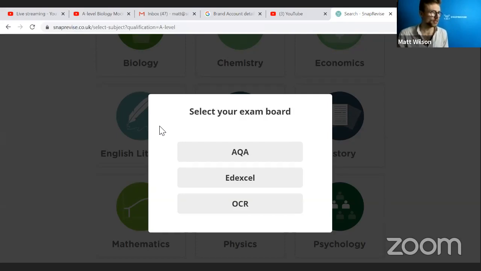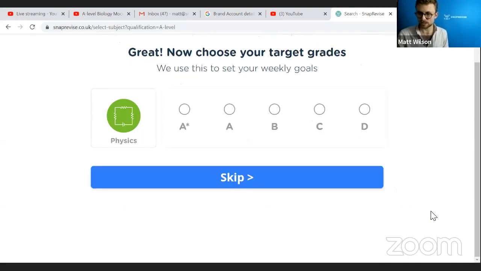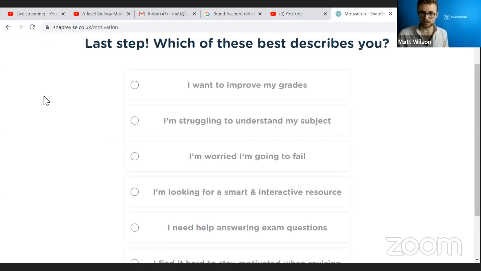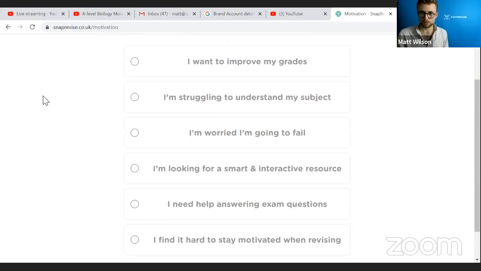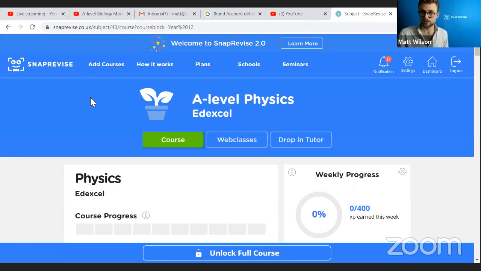Now, what's everyone's favorite exam board? Yeah, it's whichever one you're not doing, right? Okay, let's go with Excel because it's in the middle. Okay, we're shooting for an A star, right? Why not? Good. Last step, which of these best describes you? Well, you pick whichever one you want. I personally am looking for a smart and interactive resource. I do also find it hard to stay motivated when revising though.